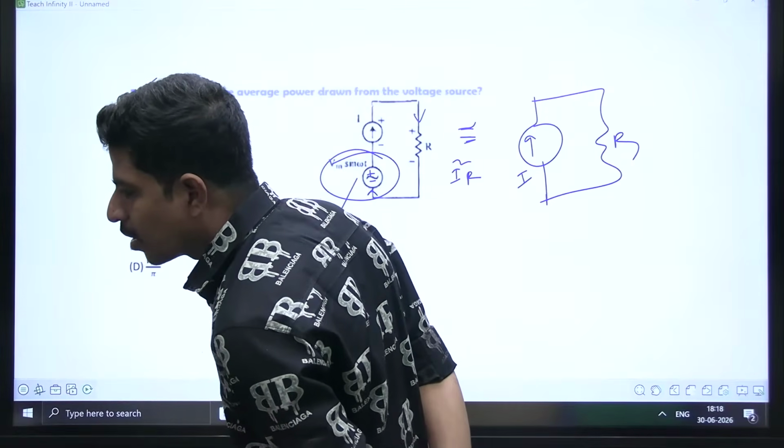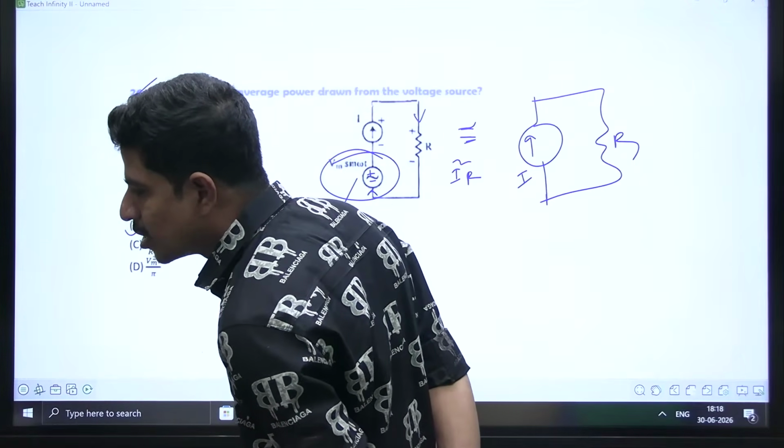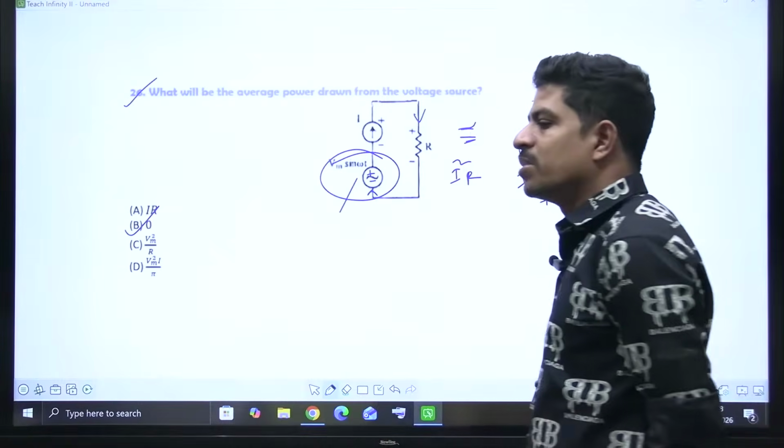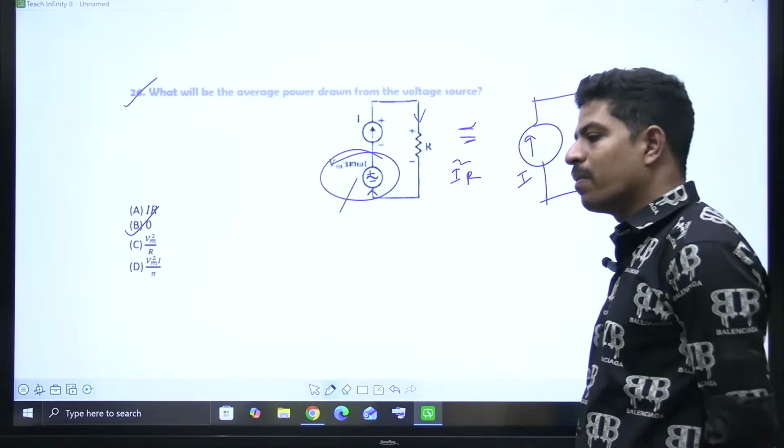Area under the sine or cos over a single cycle is zero. Then voltage will be zero. Average voltage will be zero. But how come power is zero?